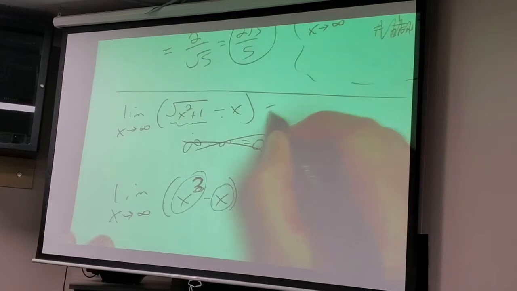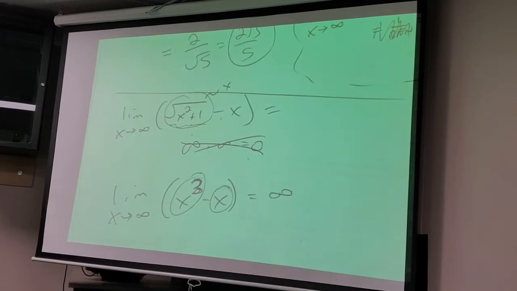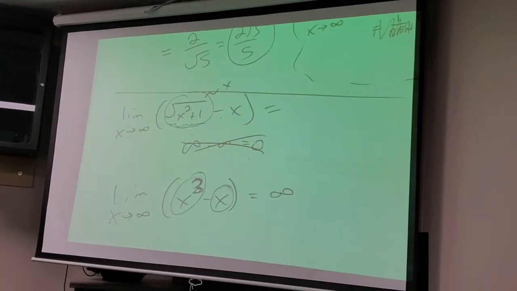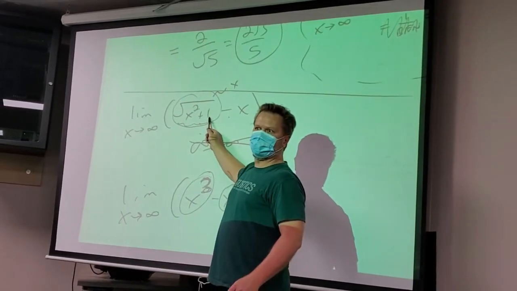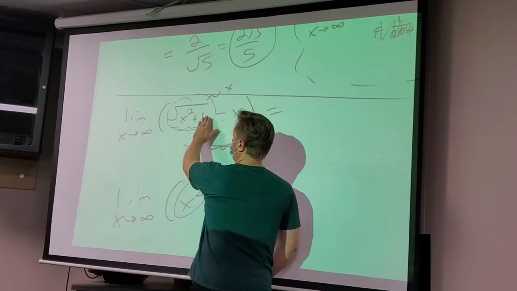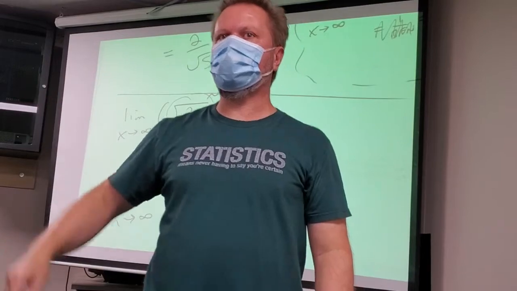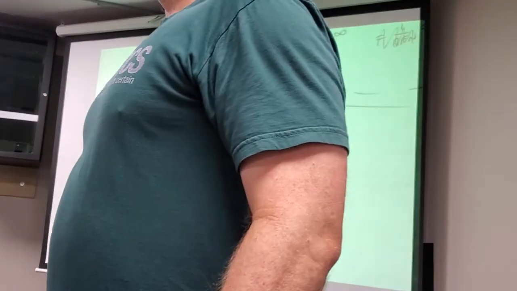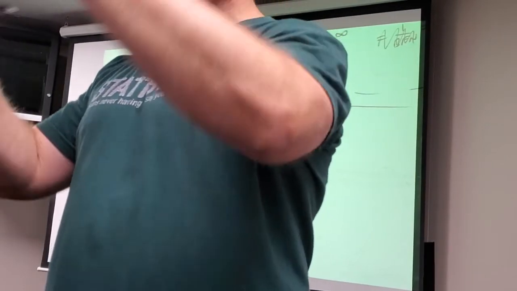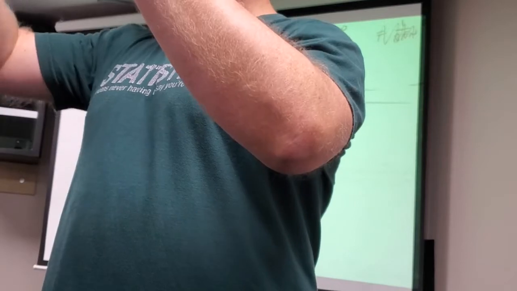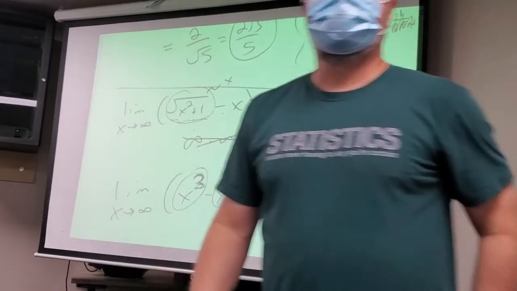This would be 0, because this by itself is approximately x when x gets really big. When x gets really big, how important is 1? Not very. If x was a trillion to the trillionth to the trillionth, is adding 1 to that doing anything? No. So effectively, the bigger x gets, the more that just becomes x. And what's x minus x? 0.